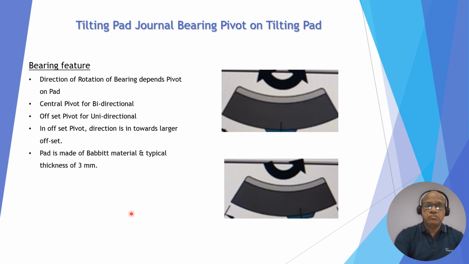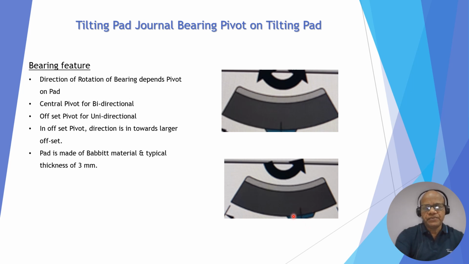In a tilting pad journal bearing, the pad pivots. You can see the pivot is at the center. So this is suitable for both directions, because the moment the shaft load comes here, it tilts upward, so the area decreases here. If you rotate like this, the load first comes here and the area decreases here. So a central pivot is bidirectional, but if it is offset, then it is unidirectional.